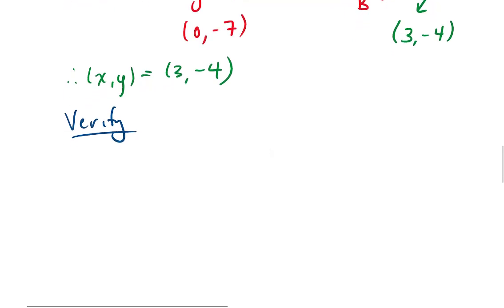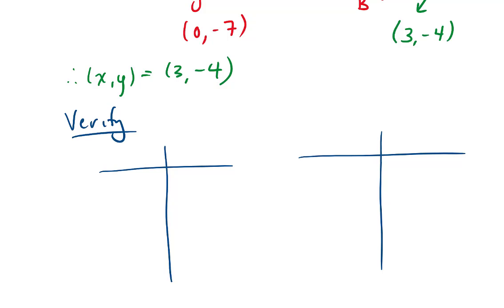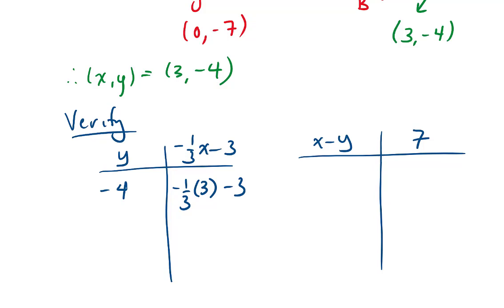So we're going to draw out our t-charts. So for the first one, we have y on the left side. And if you look at equation A, it's y equals negative 1/3 x minus 3. Equation B is x minus y equals 7. Using our point (3, -4), let's see if this works. Negative 4 goes in for y. Then we get negative 1/3 times 3 minus 3.